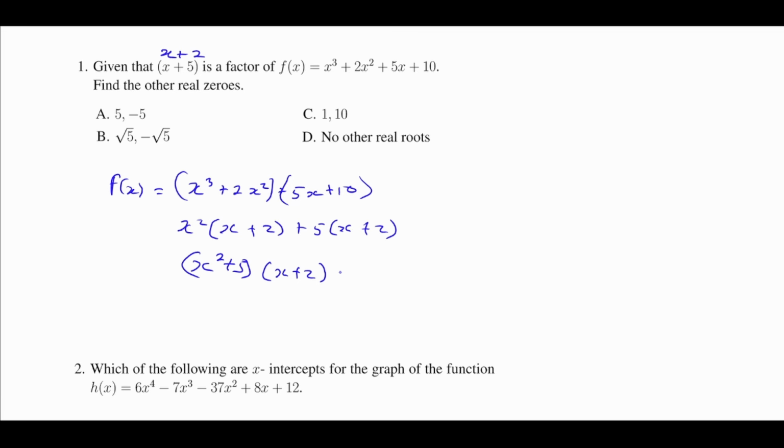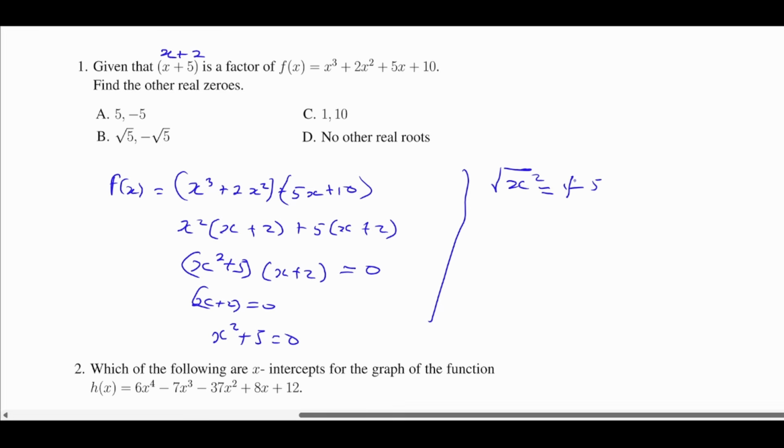Now, we equate it to 0. And when we equate it to 0, we have x plus 2 equal to 0, which is a factor already given to us. And then the next one is x squared plus 5 is equal to 0. Now, if I solve that, I have x squared equal to negative 5. I'll take the square root on both sides, then I have x equal to plus or minus i root 5.